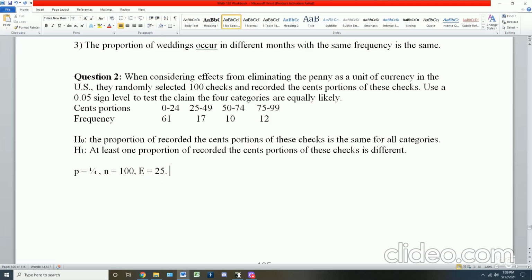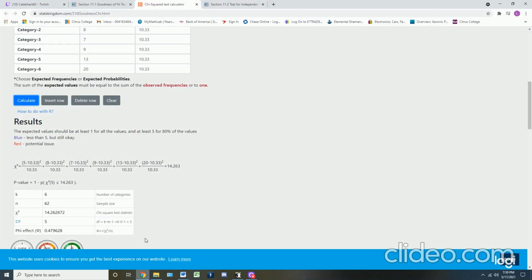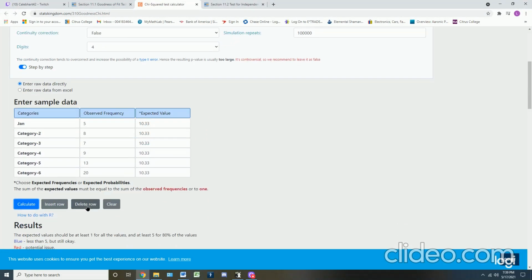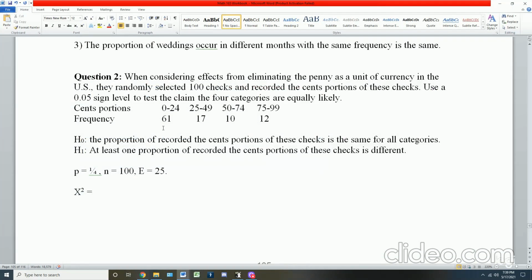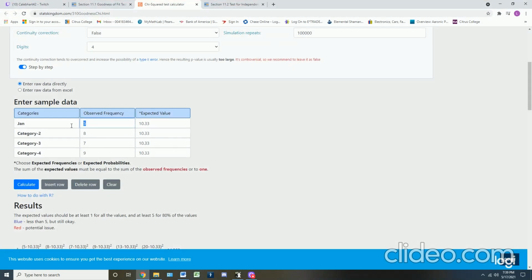Okay. Next up, now we're just going to go to our table to find our chi-squared value. So now we go back over here. Since we have 4 categories, just delete one. So we have 61, 17, 10, and then finally 12. And these are all 25.